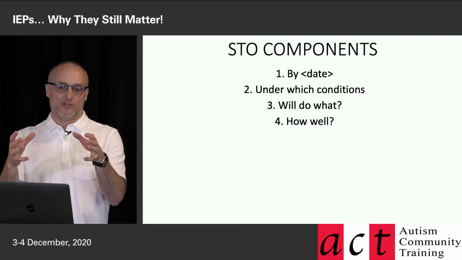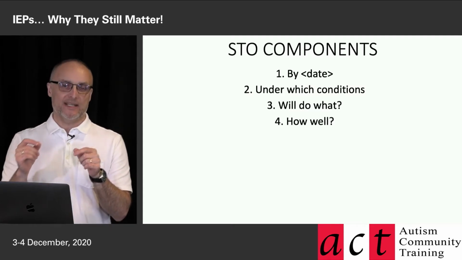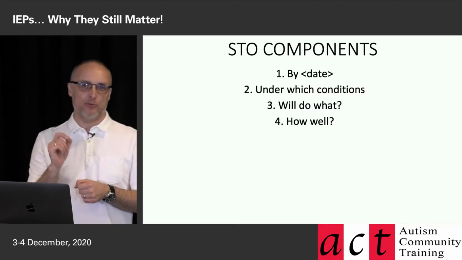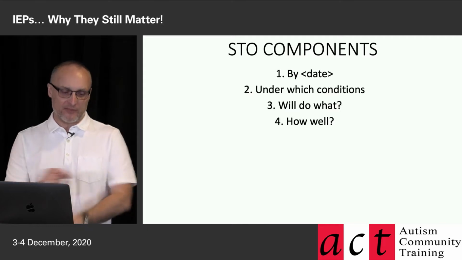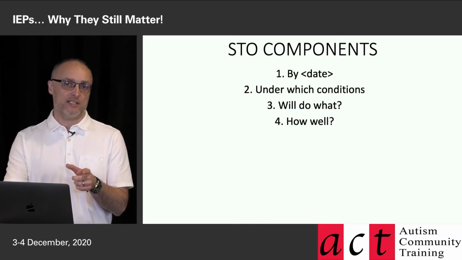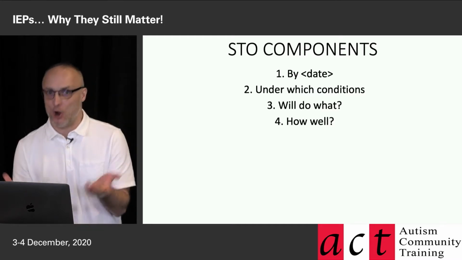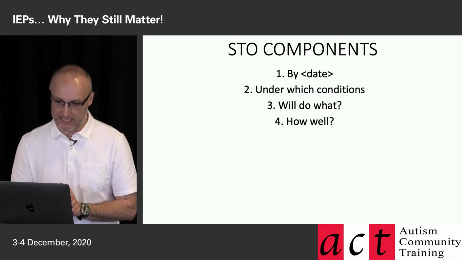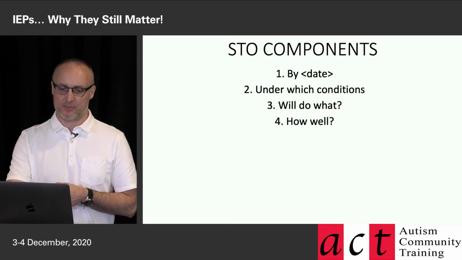So under which conditions the student will do what? It is the action, the verb, the thing that they will do, right? Verb, verb, verb, verb, verb. Get that tattooed on your arm. Good IEPs have verbs. And how well is the criterion, which I just described, isn't always 80%. It may be better than 80%. So let me run you through some examples of these.